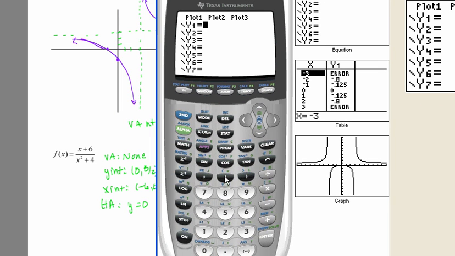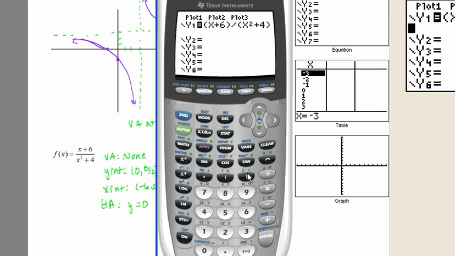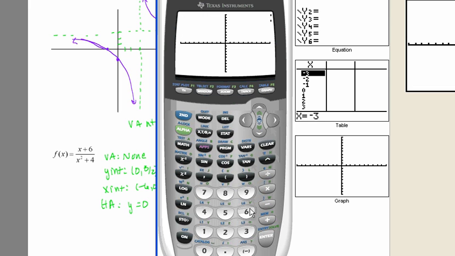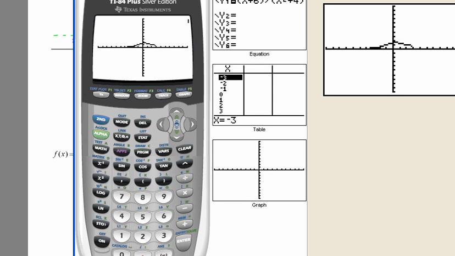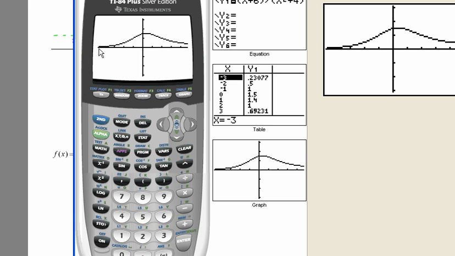Let's clear it out and let's start with some parentheses. X + 6 divided by x² + 4. And let's just go to Zoom 6 and see what that looks like. Kind of looks like a little ant hill here in the middle. Let's go to Zoom 4 and just get a better idea of what's going on there. Okay, so it's making this little hill thing.